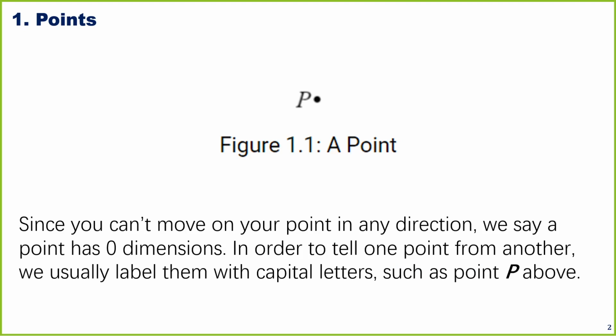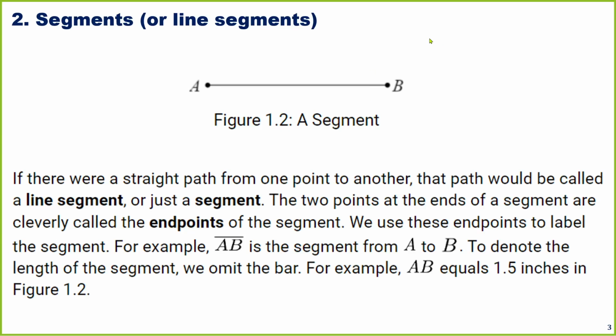This is a very basic element in geometry. Well, there's nothing special about a point. Be careful, usually we'll use an uppercase letter, for example P, to denote the point, and since we can't move on the point in any direction, we say a point has 0 dimensions. And in order to tell one point from the other, we usually label them with capital letters, such as P here, okay? And next, the concept of segments or line segments.